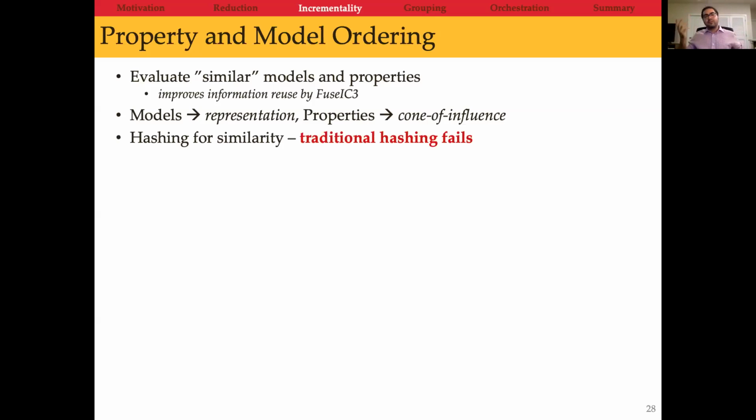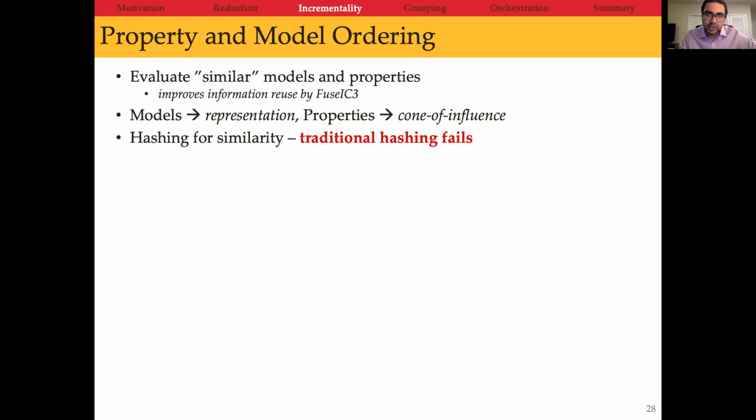One would think of hashing for finding identical models and properties. Hashing works great when you want to find identical hits, but traditional hashing functions fail for similarity, because a good hash function is one in which any minor change in input causes a massive change in output. And we don't want that. We actually want the inverse: for a minor change in the input, there is a minor change in the output.